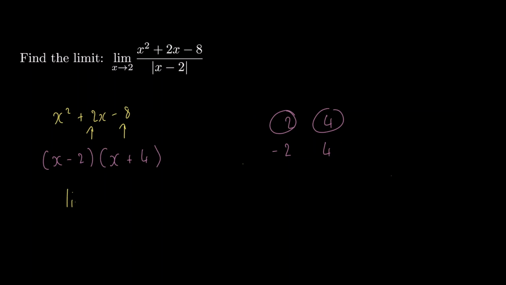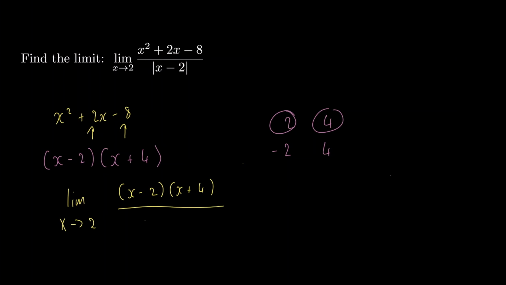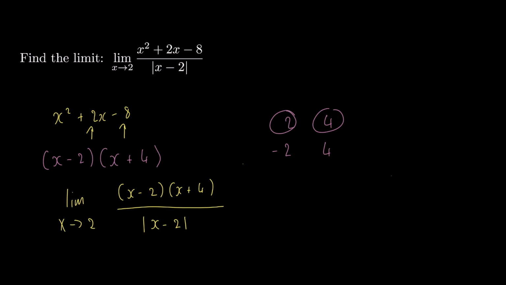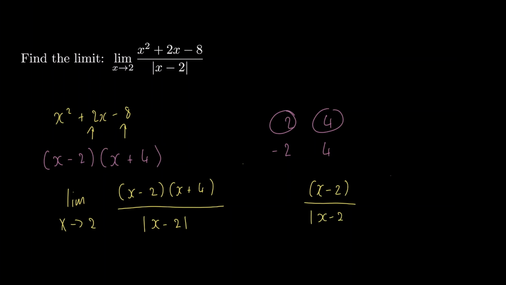So we now have the limit as x approaches 2 of x minus 2 multiplied by x plus 4, divided by the absolute value of x minus 2. Now at this point you might want to just say that x minus 2 divided by the absolute value of x minus 2 is equal to 1, but this is not the case.